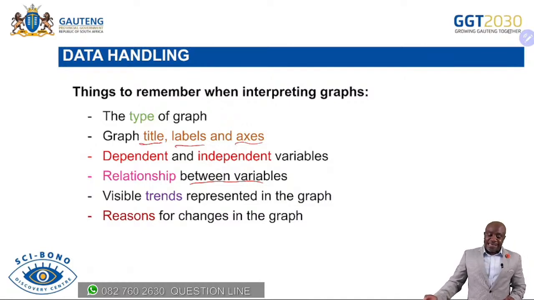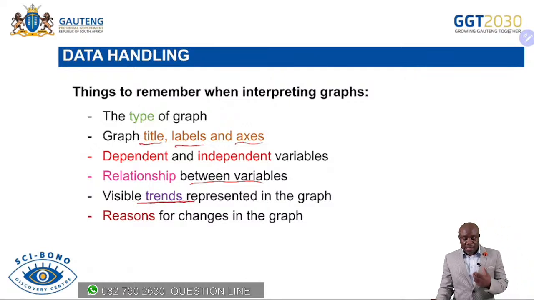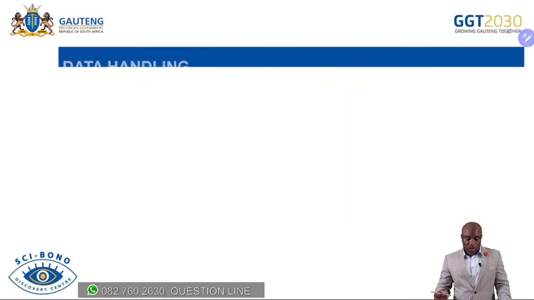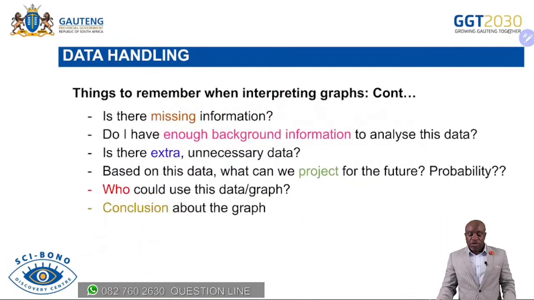Now, you also need to see trends. We'll come back to these trends. What trend do you see represented by the data? And are there any changes in your graph? And what are the reasons for those changes? Now, let's look at other things that you need to ask yourself. Because data handling can be misleading. We can use data handling to mislead. Is there missing information in your graph? Do I have enough background information to analyze this data? Is there extra unnecessary information that is given to you?